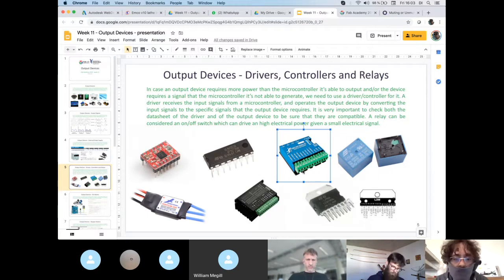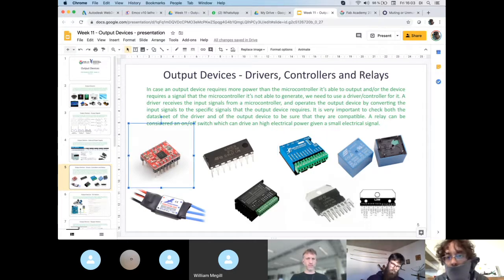In this case, the stepper driver is dimensioned by the amount of current and voltage that it can give to your motor. Usually these ones are in a range of a few amps. I think this one is maximum 2 amps, while these big ones can go up to 4 amps or more, according to the current that you need for your stepper motor.